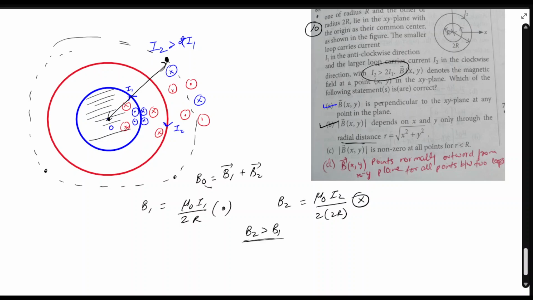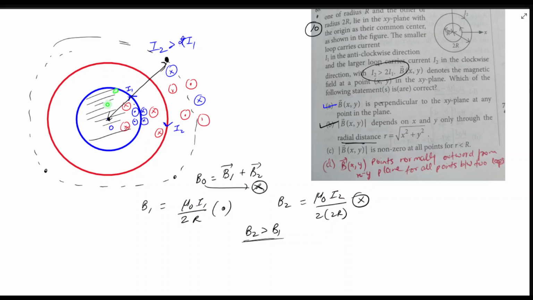So B naught will be into the plane, right? Now look, as you move towards this wire, at just this point here, the magnetic field due to wire 1 will shoot to infinity. And at just here, the magnetic field due to the second wire will shoot to infinity. But look what happens as you move like here. The magnetic field due to I1 increases more compared to B2. Of course, the magnetic field due to this second wire will also increase, but the increase in one is more.